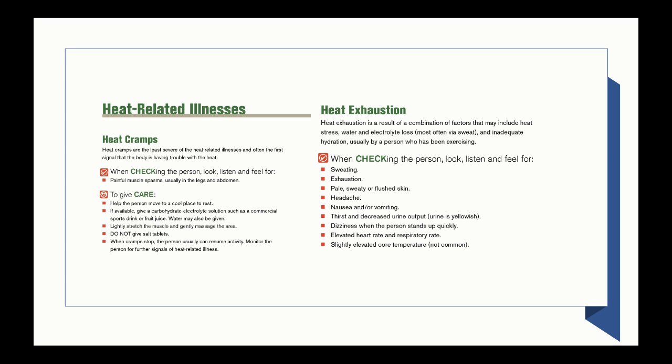When you're looking at a person who is having heat cramps, this is mostly going to present itself in muscle spasms, and that's usually going to be in the legs or the abdomen. Very rarely do we hear of muscle spasms happening in someone's arms. The reason is because these are typically the body parts that you're using, right?